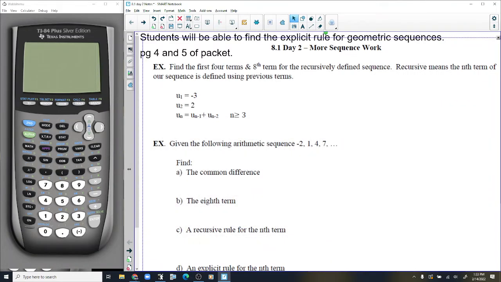All right, we got a second day of 8-1. Students will be able to find the explicit rule for geometric sequence. And this is page 4 and 5 of the packet.